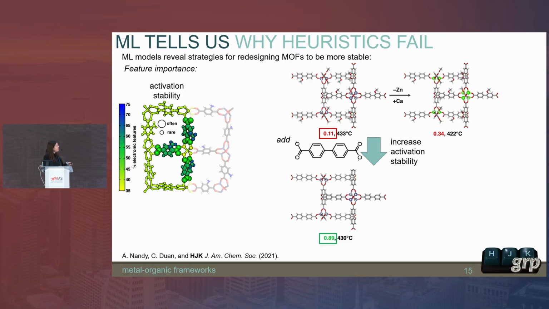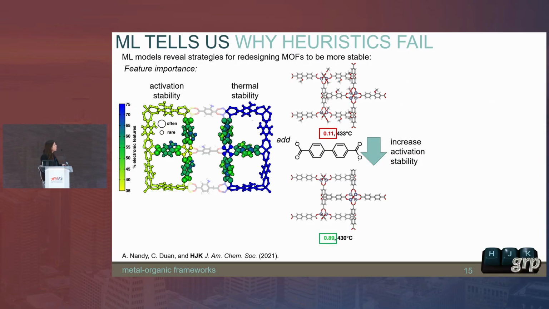If we had focused on just simple heuristics, we might have focused on swapping out the metal, but swapping the metal would have done nothing to improve the activation stability. So heuristics focused on the metal have no effect on the property that we want to optimize. Now, thermal stability is, again, really heavily weighted towards the linker. And so optimizing the linker in a MOF is really key for increasing its thermal stability as well, but I'm coloring it here more blue because it's more of an electronically driven phenomenon.